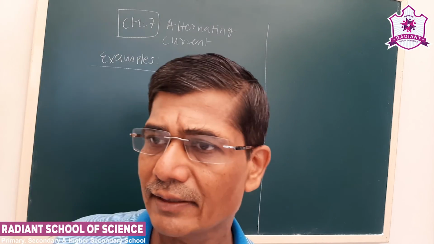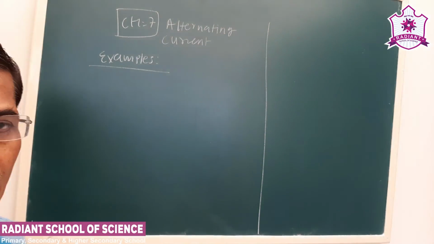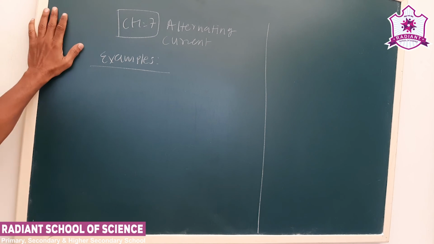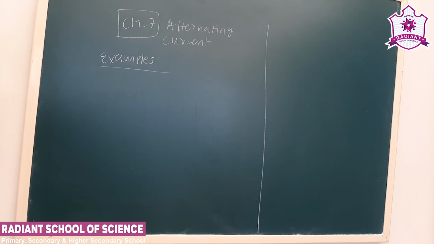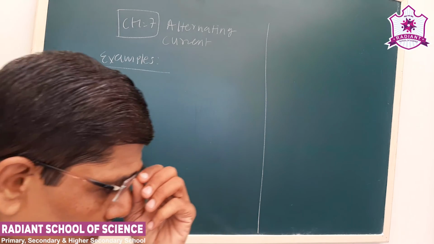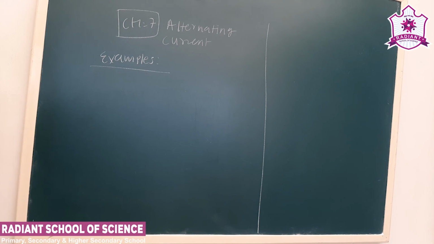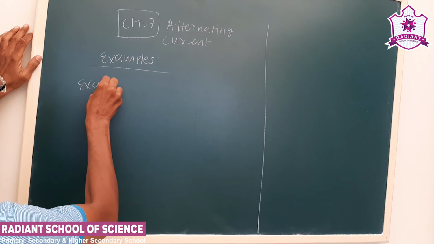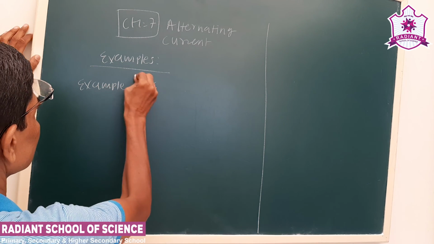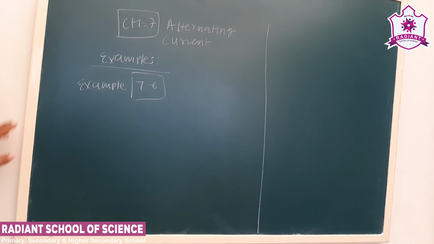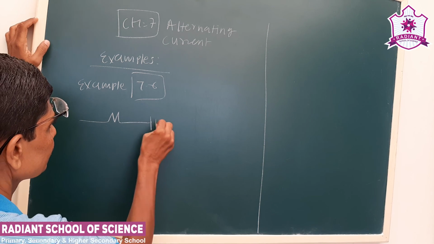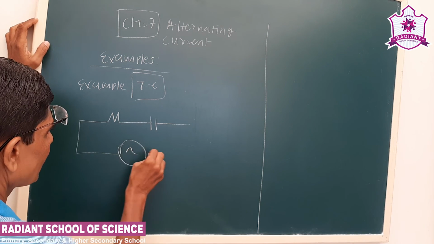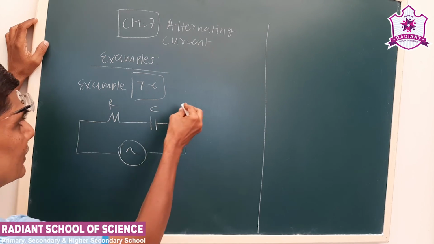Dear students, last time we completed the theory part of lesson number 7, the alternating current, and we started examples. Now today we proceed further. Next is example number 7.6. Now see, it consists of a resistor and a capacitor, that is an RC circuit. It is a combination of R and C in series.